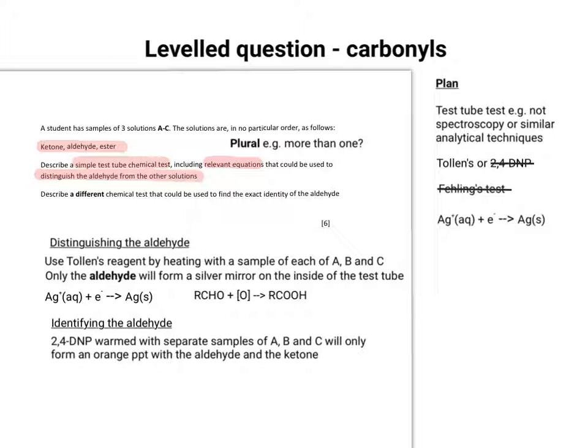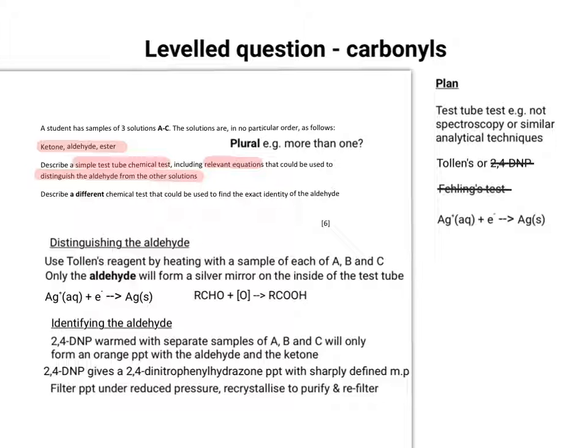So when it comes to identifying the aldehyde, we need to say that 2,4-DNP, when warmed with separate samples of A, B and C, will only form an orange precipitate with the aldehyde and the ketone. So therefore you haven't really identified the aldehyde just by doing that. So what you've got to do is take this precipitate. What happens is the 2,4-DNP gives a 2,4-dinitrophenylhydrazone precipitate which has a sharply defined melting point.